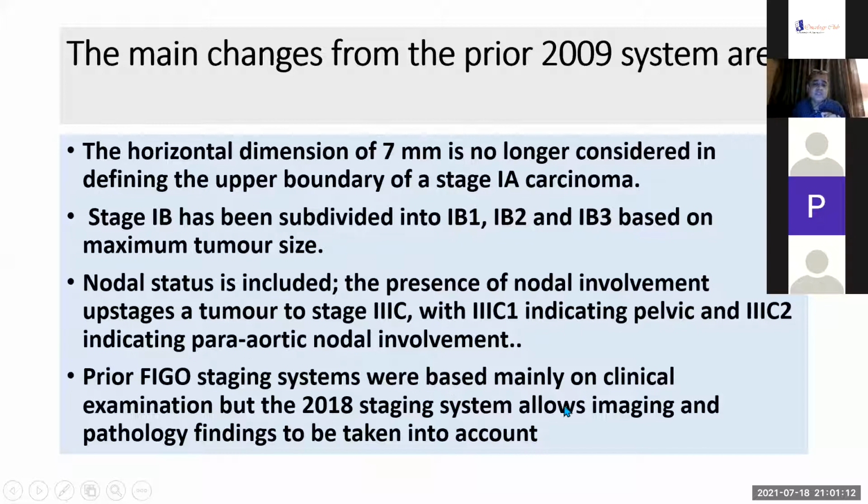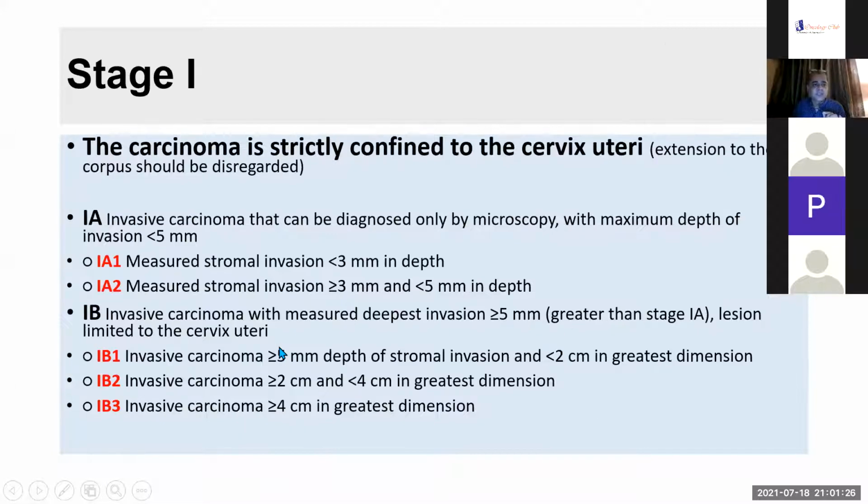So prior FIGO staging was mainly based on clinical examination, but the 2018 FIGO staging allows imaging and pathology findings to be taken into account, and they use the prefix R and P for staging of FIGO. Coming to stage 1 cancer, more carefully, we'll go into the details of this.